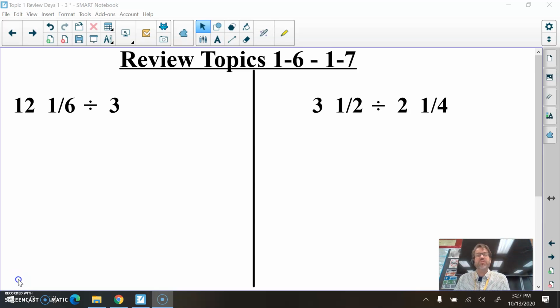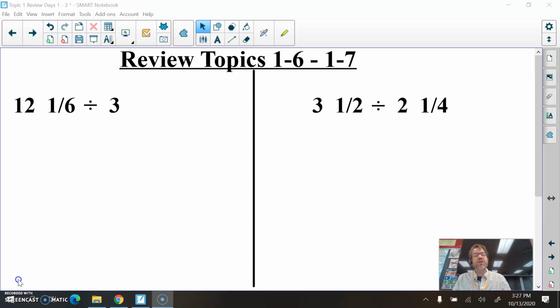From topic one, we're looking at sections 6 and 7. So we're going to be dividing today with mixed numbers and with whole numbers. And then we're going to look at a couple of word problems as well. And hopefully then this will have you all ready for the test tomorrow. So let's take a look here at some examples.